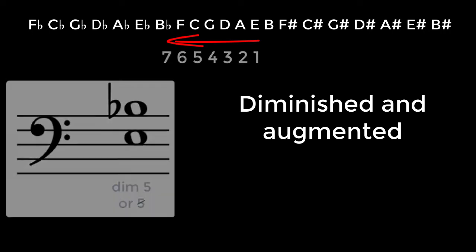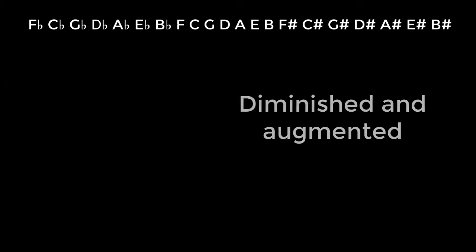I want you to notice now that I have added a new symbol. That is a 5 with a slash through it. That diagonal slash can be used on any interval number to indicate that it is diminished. So I'll use that from now on. That is a classic musician's shorthand for a diminished interval.